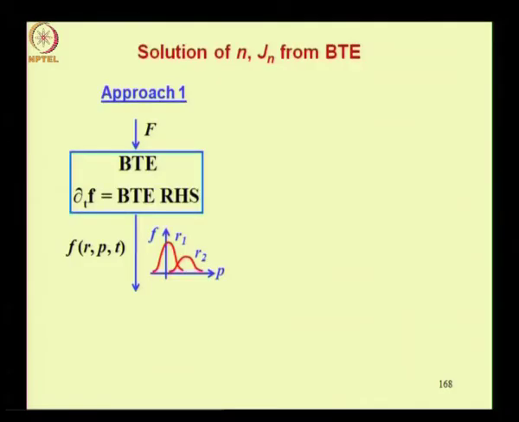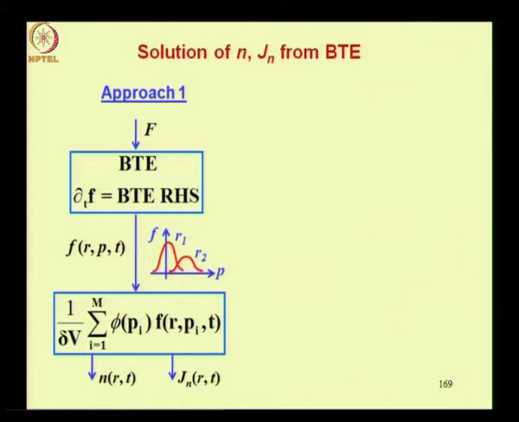Anyway, if you have this solution somehow, then you can use this solution and substitute it in these formulae to get the carrier concentration n and the carrier current density Jn. This n and Jn are functions of position and time only. So the momentum term has gone out of the expression, because these expressions are derived using the formulae here, in which you are summing up some expression over all momentum states. So in that process the momentum information has been already incorporated.